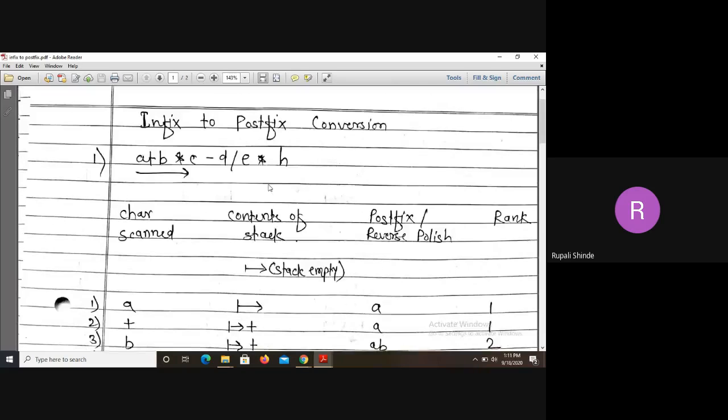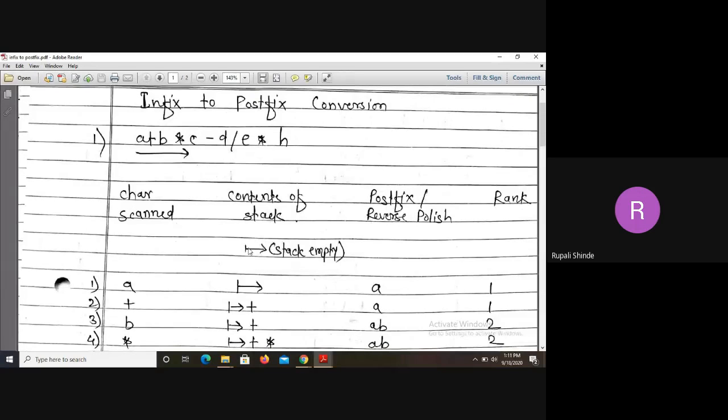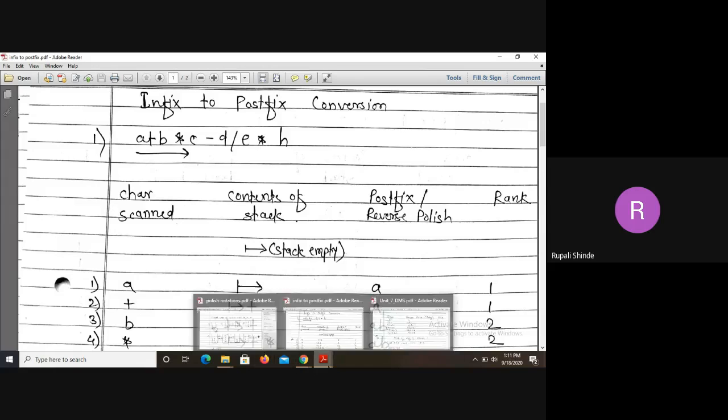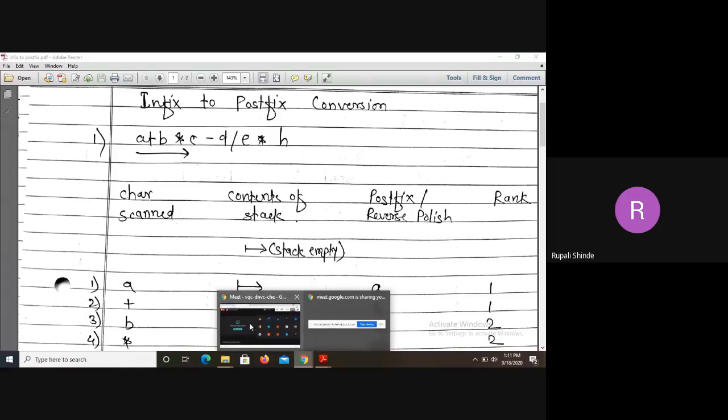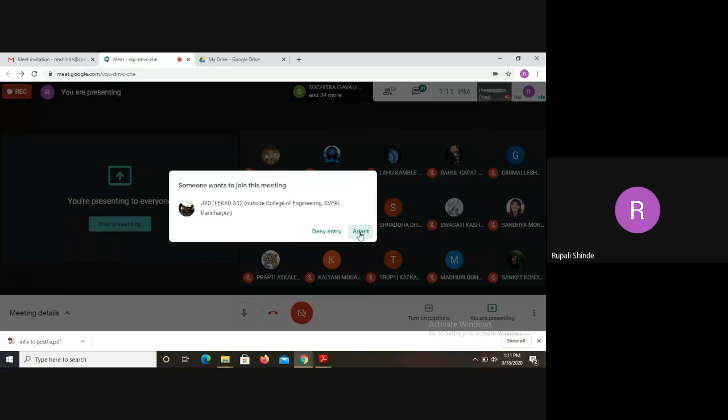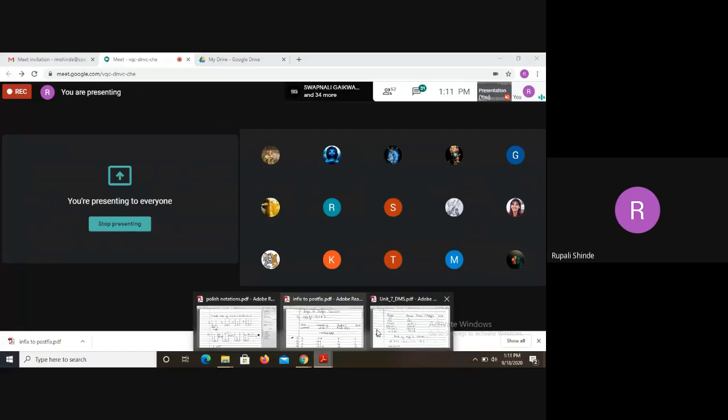So first of all, what was the first step of that algorithm? We have to scan this given expression from left to right. That's why I have given here an arrow that starts from the left side and ends at the right side. So first of all, our stack is empty. This is the notation to represent stack is empty. You can use any notation. Now here we have to scan this expression from left to right. So check which one is the first symbol.